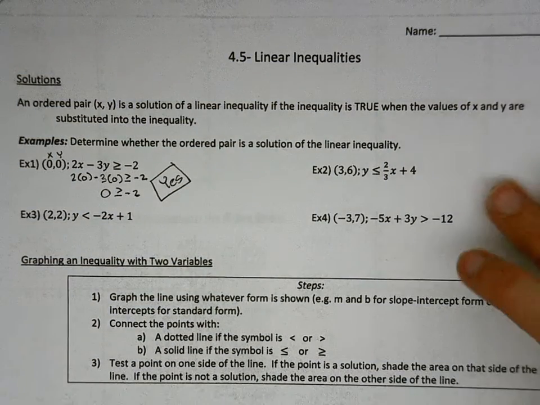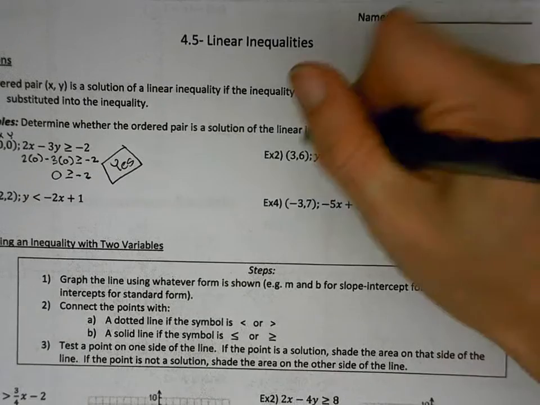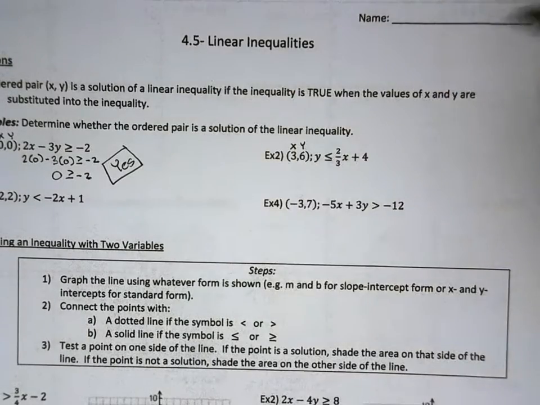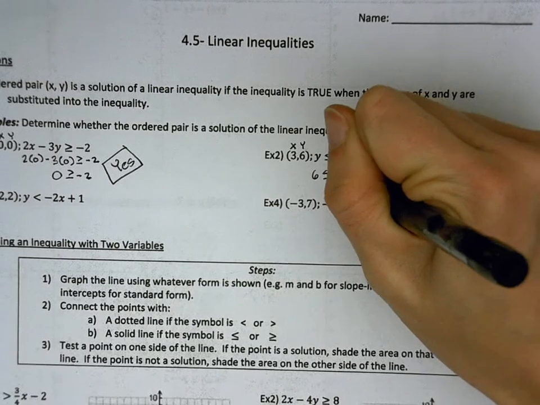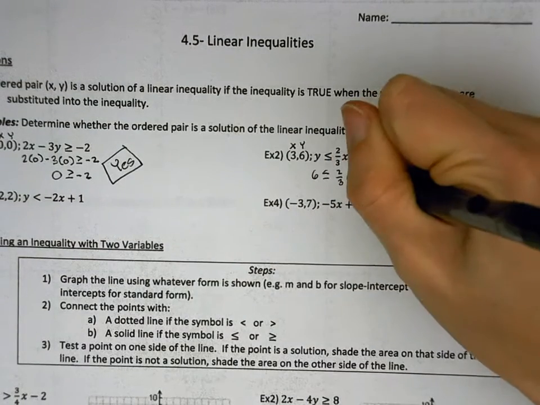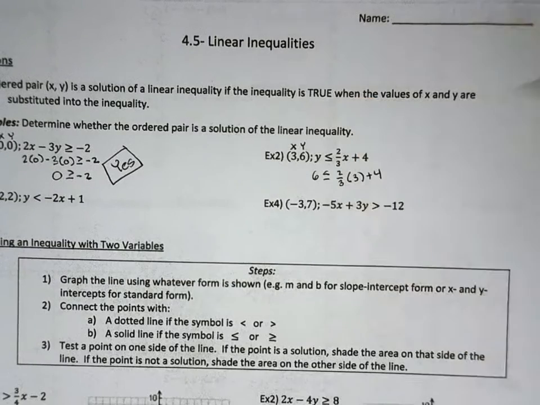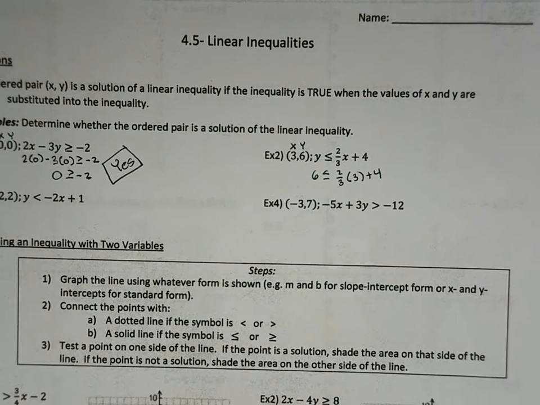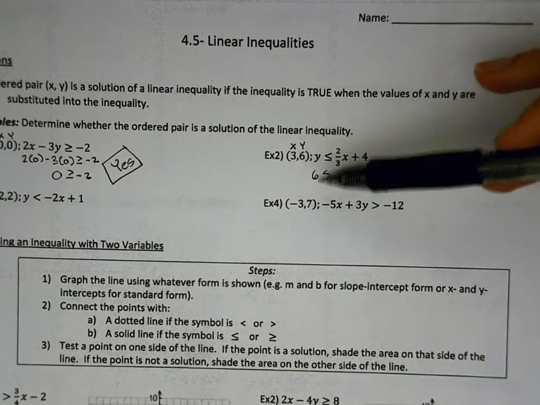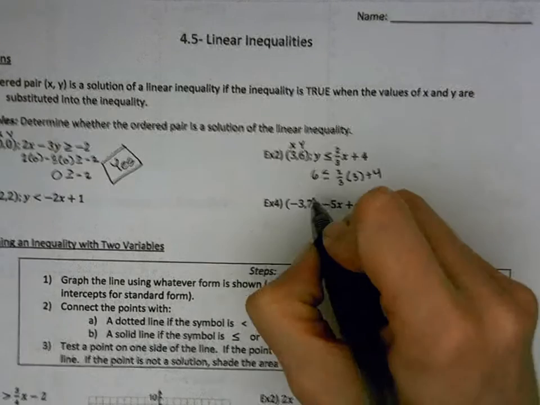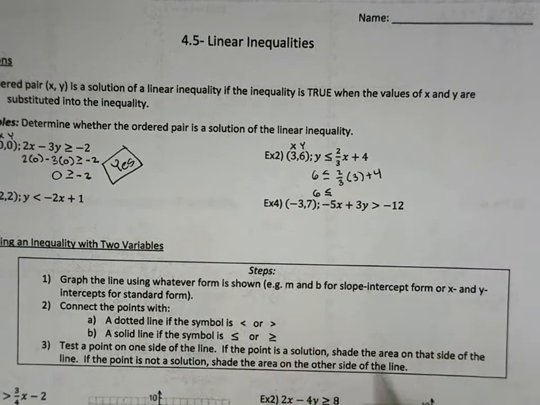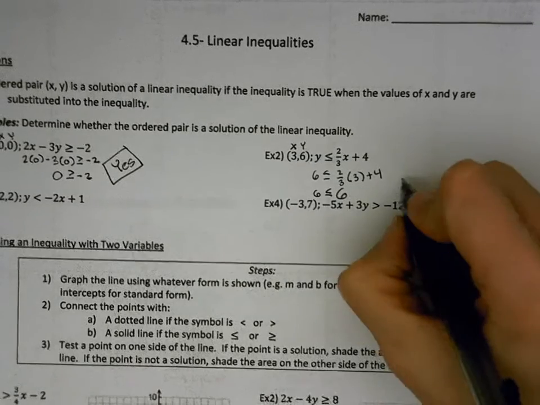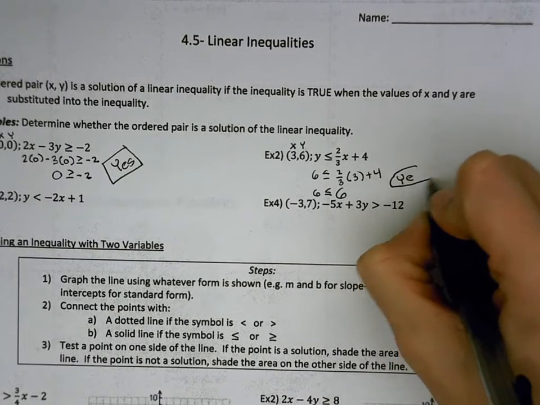So we're going to do the same thing with each of these. Number 2 here, where we had x is 3 and y is 6. We're going to plug that in. We have 6 is less than or equal to 2/3 times our x, which is 3, plus 4. We plug in y equals 6 and x equals 3. When you evaluate that, 2/3 times 3 is 2, plus 4 is 6. Is 6 less than or equal to 6? Yep. And so this is a solution.